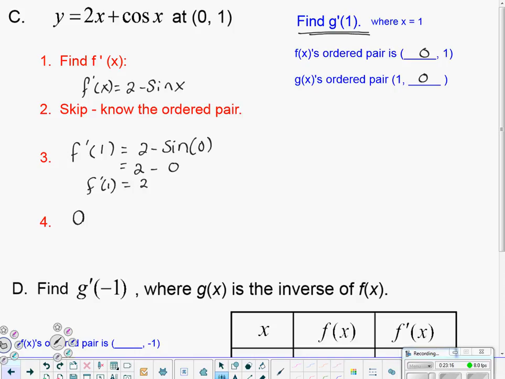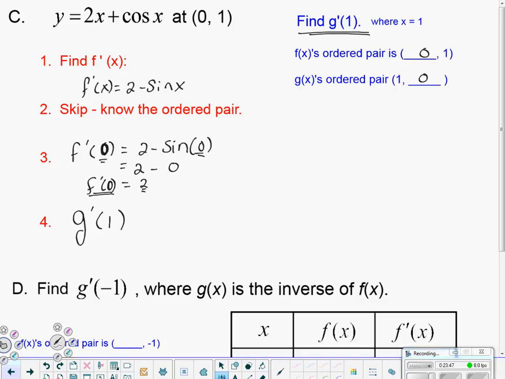To find g prime of 0, did I do this backwards? I sure may have. We wanted g prime of 1. Uh-oh. I got to go back and step this out. Oh, I did. I just wrote it wrong up here, didn't I? Sorry about that, guys. Go back. We were finding f prime of 0. And then I put sine of 0 in. And it was just my notation on the left was wrong. The calculation on the right was fine.